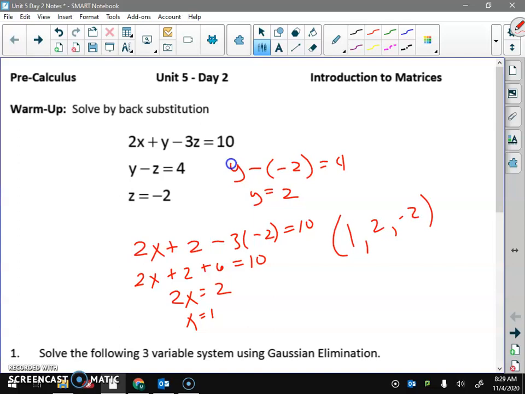If we picture ourselves in the center of a room at the origin, 1 to the right, 2 up, and -2, 2 backwards. So that third axis.